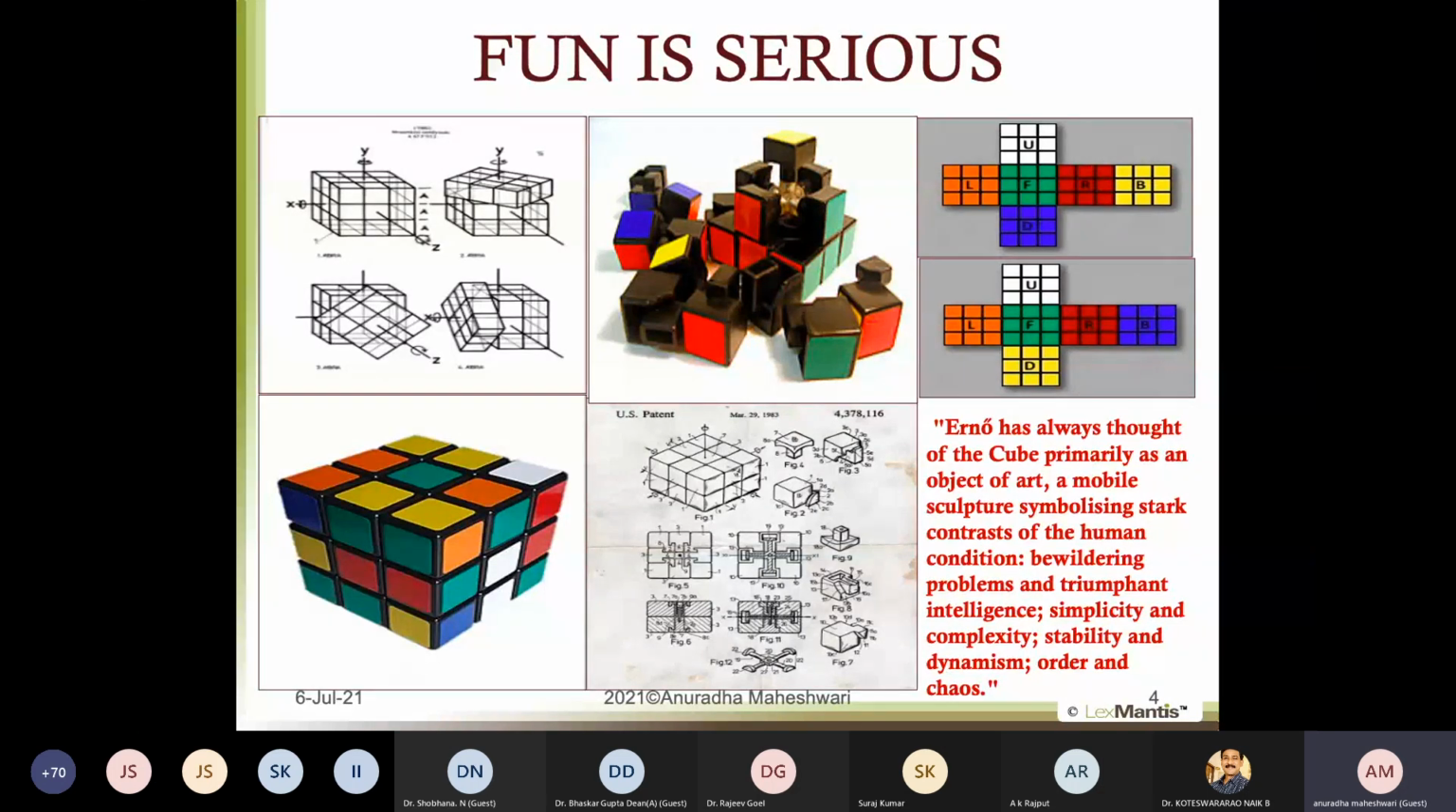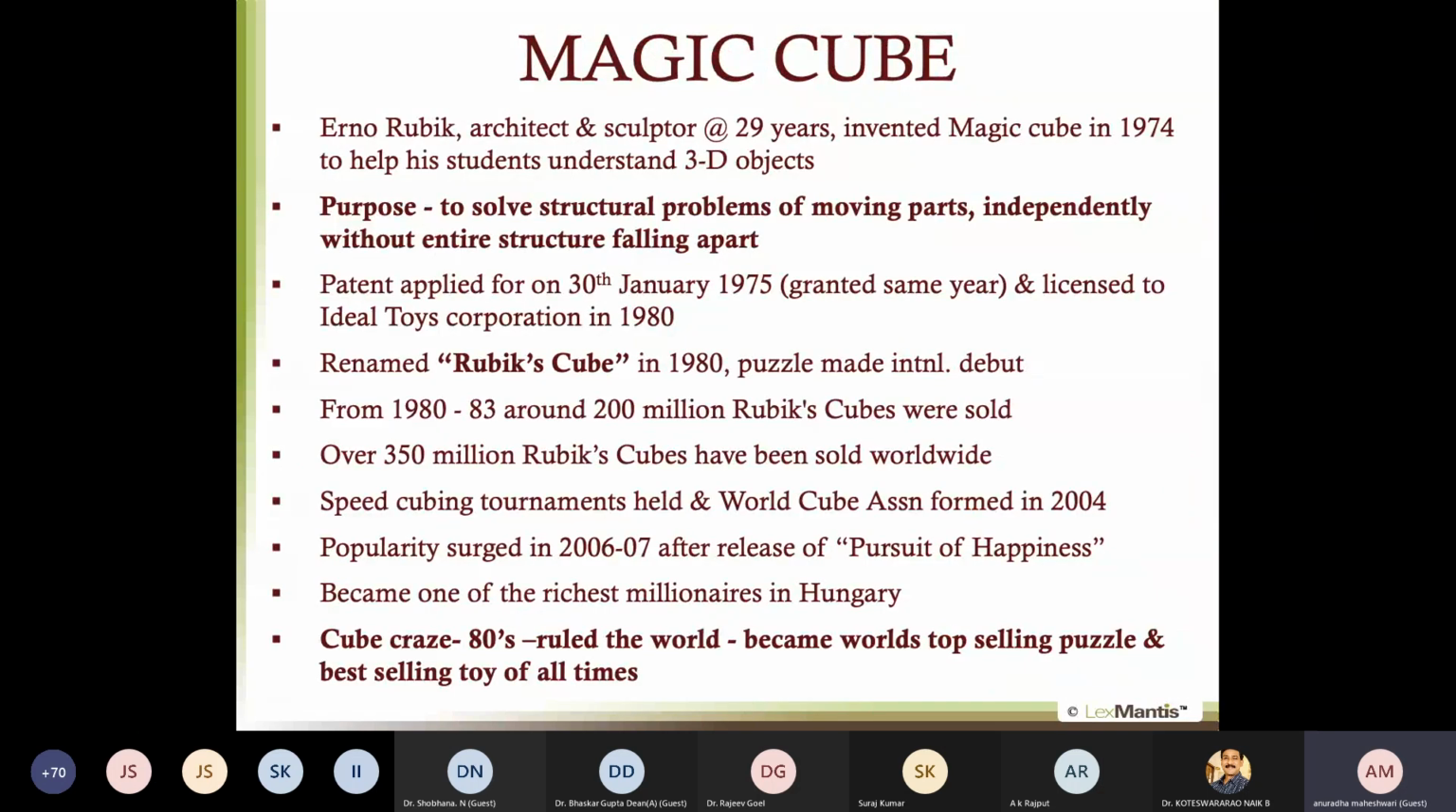All these were the complexities with the cube. And mind you, this mind-boggling piece of puzzle, as we used to call it, was created by only a 29-year-old Hungarian. Erno Rubik was basically an artist, a sculptor, and a lecturer wanting to teach his students how the moving parts of a different object looking in a static way will appear. So he was trying to solve what are called structural problems of moving parts. This was his main objective in creating it.